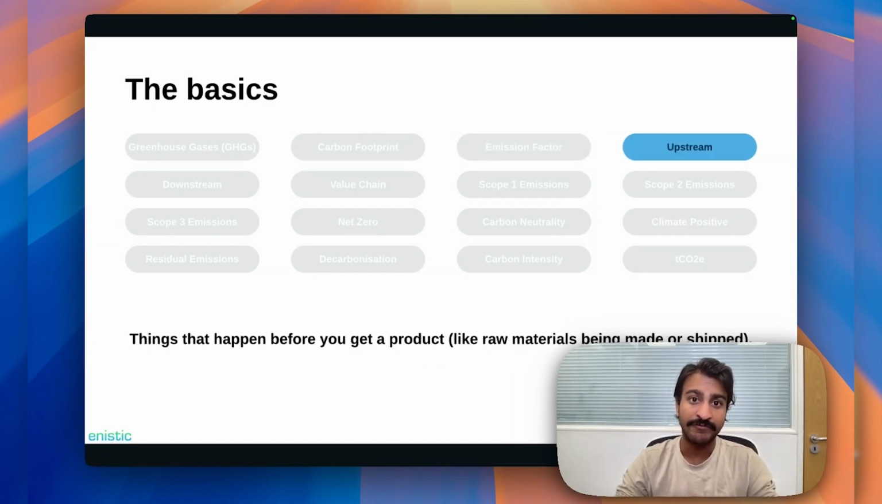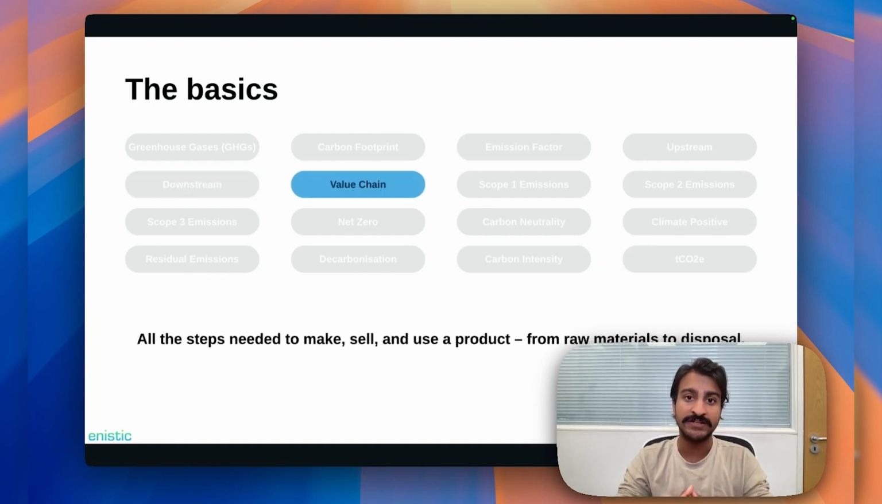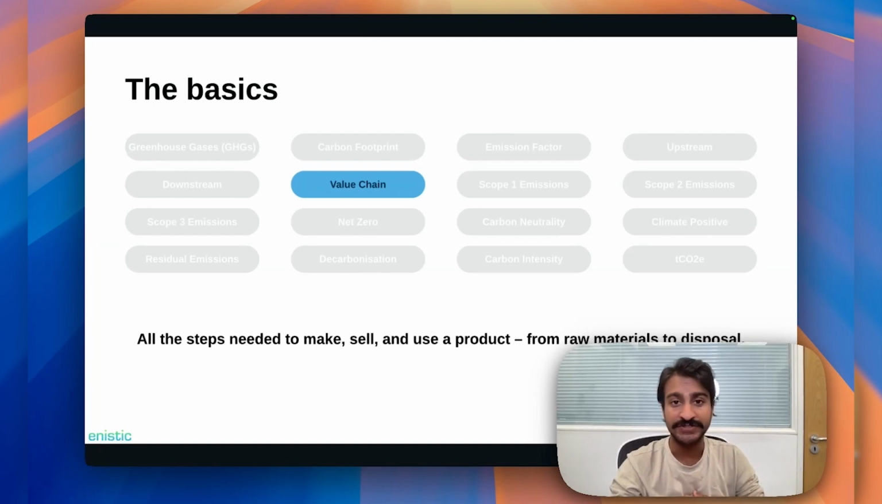The next few are pretty intuitive terms. Upstream are things that happen before you get a product, like raw materials being made or shipped, whereas downstream are things that happen after you deliver a product, like customers using it or throwing it away. The value chain is all the steps needed to make, sell, and use a product, from upstream to downstream: raw materials, processes, and disposal. In sustainability, we like to look at the value chain as all the aspects a company has some control over.